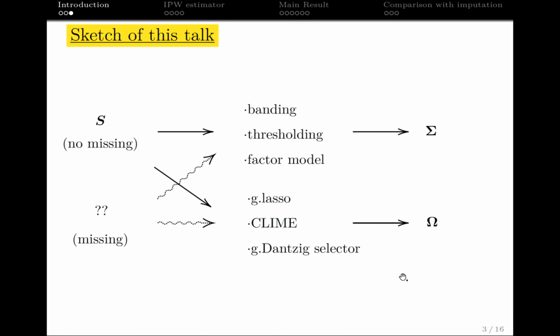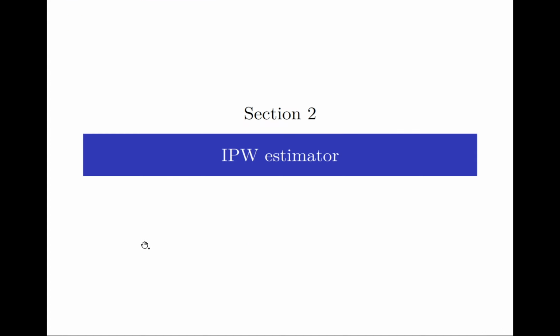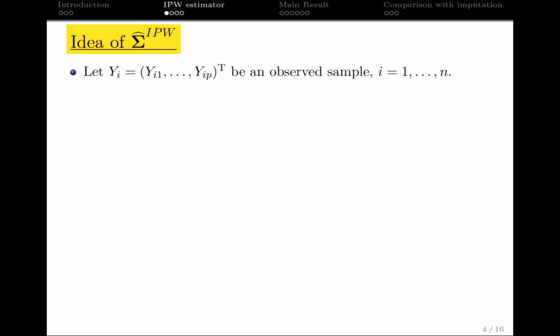So we can say that the sample covariance matrix is a sufficient statistic for estimating sigma or omega. My question is, what is the counterpart of the sample covariance matrix when there is missing data? This is a spoiler, but the answer is the IPW estimator. So let me explain the IPW estimator here.